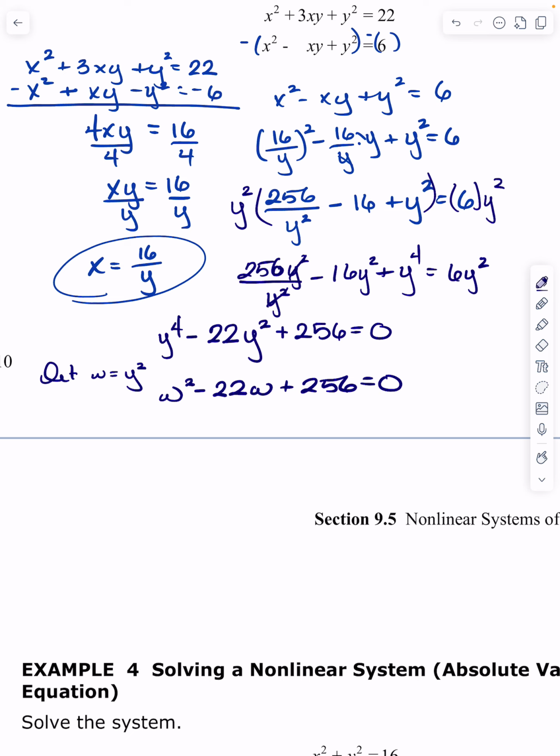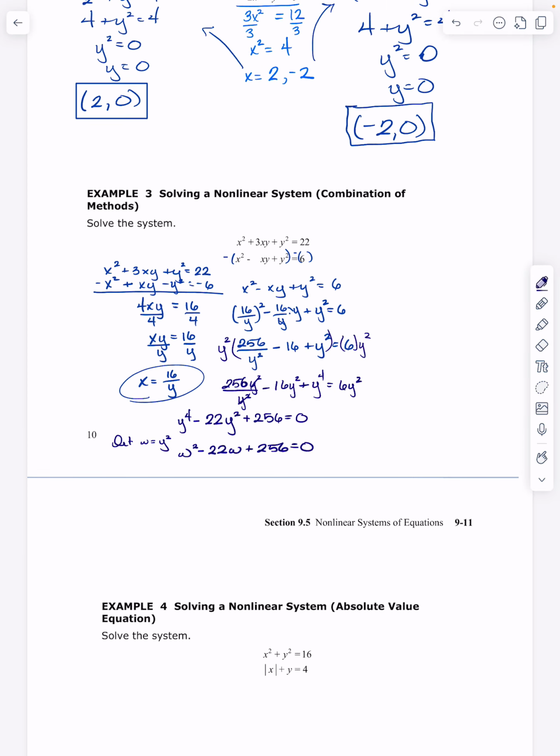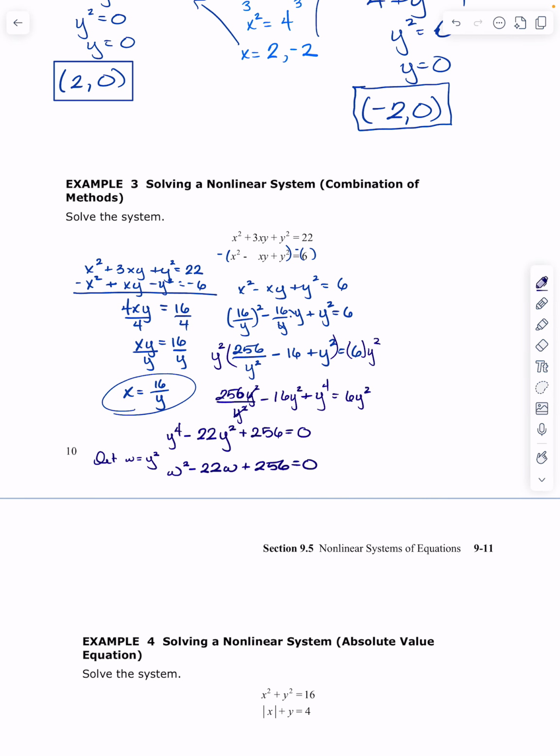But I will be honest with you, this is not pretty, and we are not going to get numbers that are real numbers. So we're going to stop right here. Because if I'm looking for solutions to a system, I want the places where these intersect. And we're going to focus on real solutions.